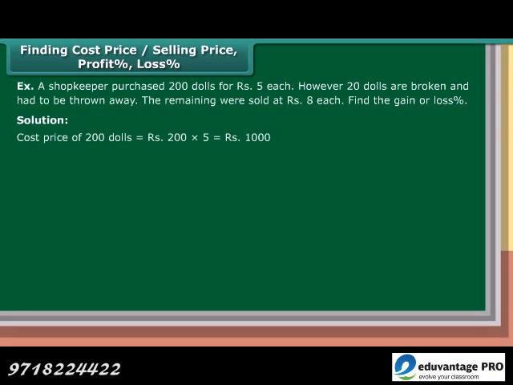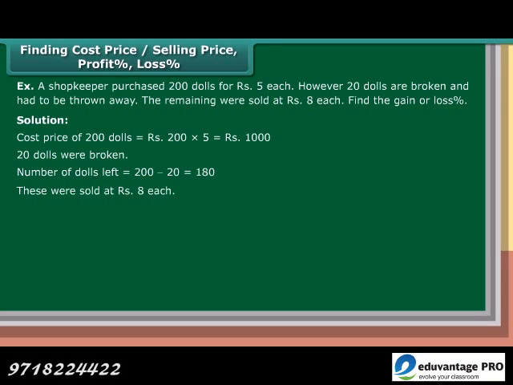Solution: cost price of 200 dolls is equal to rupees 200 into 5, which is equal to rupees 1000. 20 dolls were broken. Number of dolls left is equal to 200 minus 20, which is 180. These were sold at rupees 8 each. The SP of 180 dolls is equal to rupees 180 into 8, which equals rupees 1440. He made a profit as SP is greater than CP.